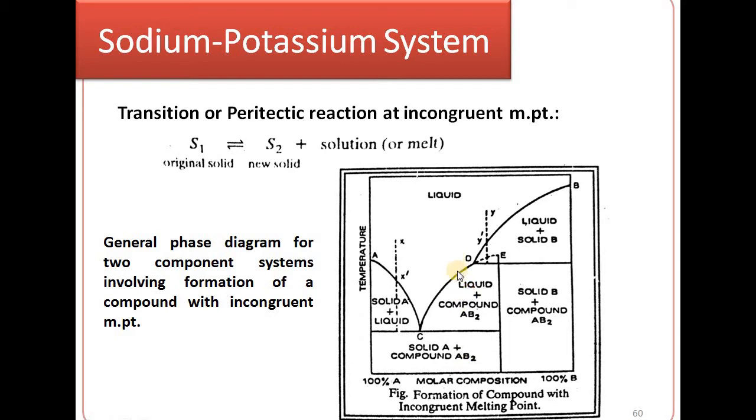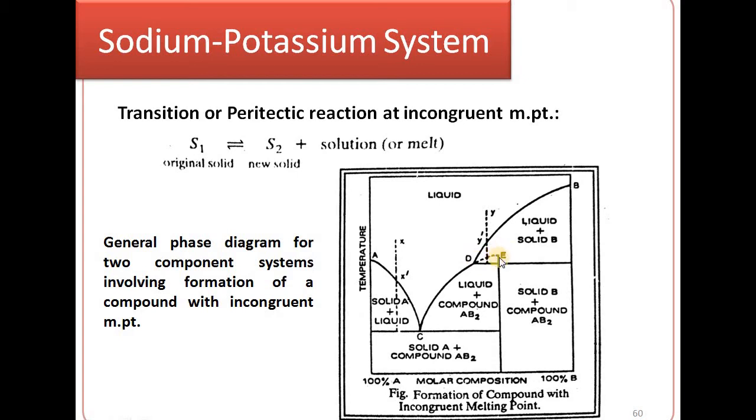Now suppose we have a liquid mixture of composition corresponding to this point above the line CD. If you cool it, compound AB2 will start separating out on reaching this line. So this compound AB2 will be in equilibrium with the liquid along this curve CD. Now at point D, what is happening? This compound AB2 is decomposing to give solid B. So at point D, there are three phases in equilibrium: compound AB2, solid B and liquid melt.